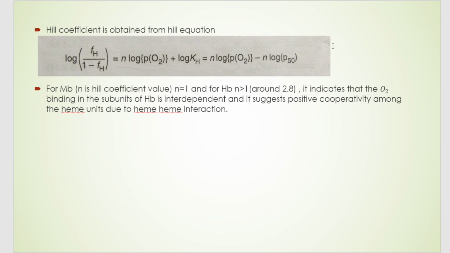So you know that hemoglobin shows a cooperative effect, whereas myoglobin shows no cooperative effect. For myoglobin, the Hill coefficient value n is equal to 1. That is very low, so it is telling us that myoglobin does not show a cooperative effect, whereas for hemoglobin it will always be more than 1, that is around 2.8. What does this Hill coefficient value tell you? That hemoglobin has high cooperativity, and oxygen binding in the subunits of hemoglobin is interdependent. It suggests positive cooperativity among the heme units due to heme-heme interaction.